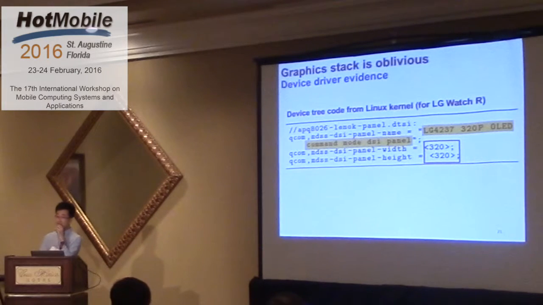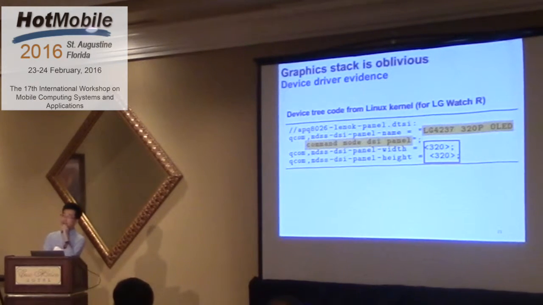Let's move one layer lower. Let's look into the Linux kernel driver. This is device tree code, from the current Linux kernel for the LG Watch R. Let's look at this code. The panel name is LG OLED. The physical display shape is circular, but we can see the device tree specifies the display panel as a rectangular, with a width and height.